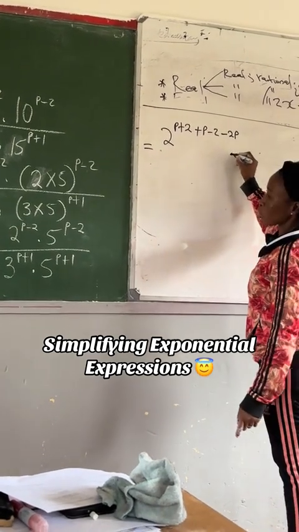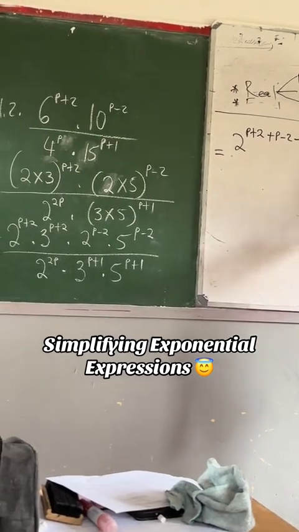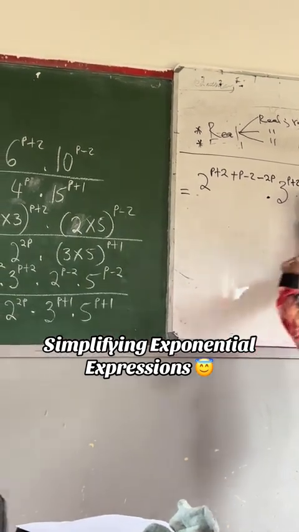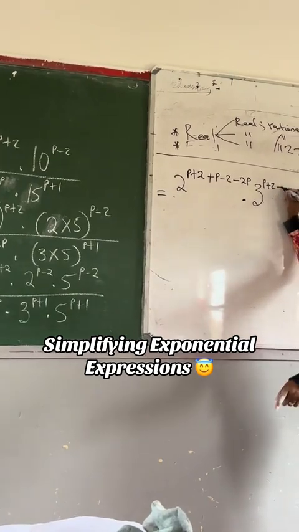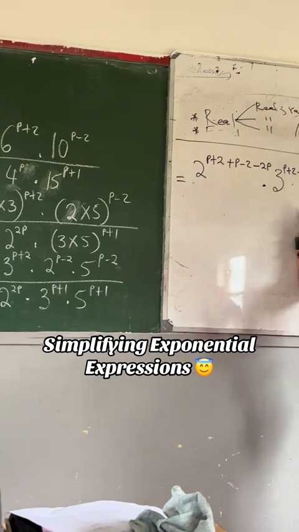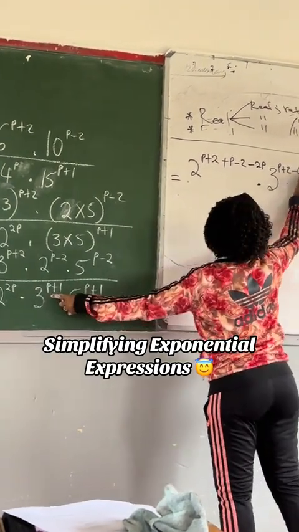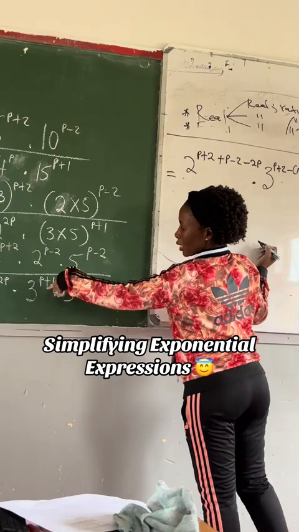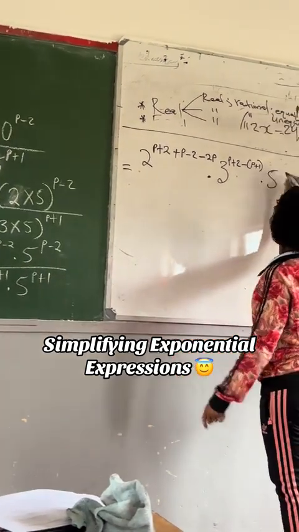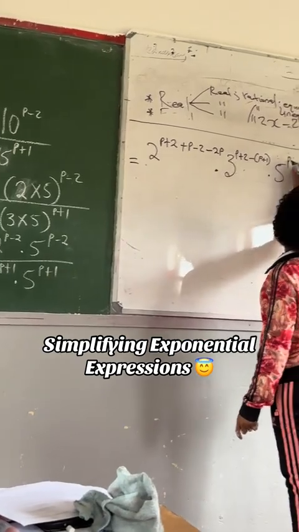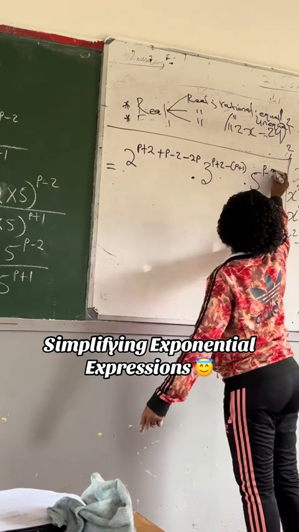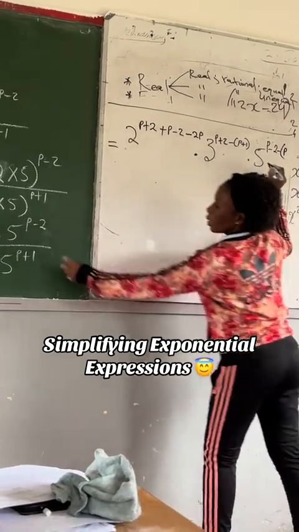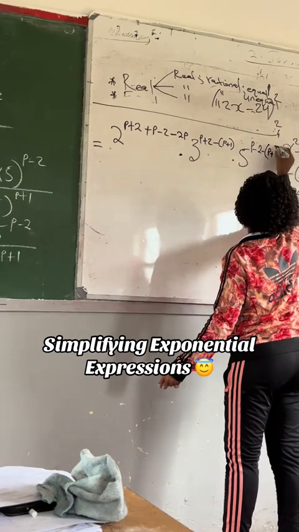Yes. Times. Let's go to 3. Do we have 3 in the numerator? Yes. P plus 2 minus P plus 1. Did you hear my daughter said minus? So you are going to have a bracket because it's a binomial, P plus 1. Are we fine? Yes. We are done with 3. So the next base is 5. P minus 2 is in the numerator. Minus P plus 1, bracket again. Yes. P plus 1. We are fine. Yes.